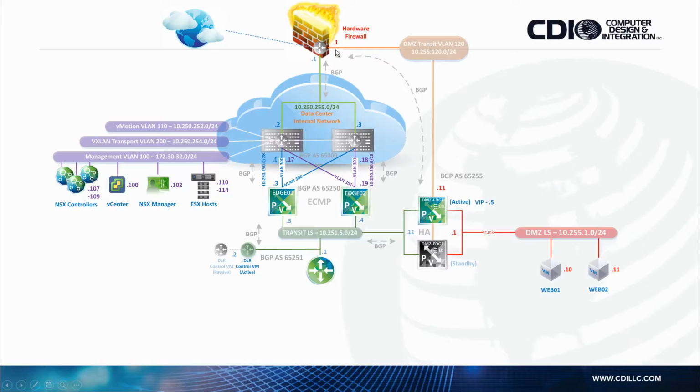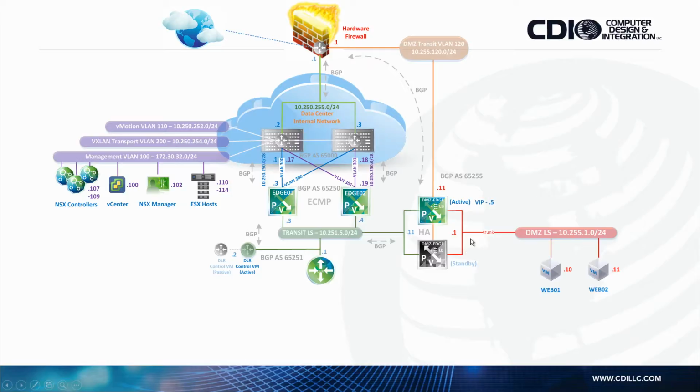So for our DMZ design, we configured a trunk interface so that we don't need to configure any DLR or DLR control VMs, where the VXLAN logical switch is basically off of a sub-interface off of the DMZ edge gateway. So our web server virtual machines connect to this DMZ logical switch, which is VXLAN backed, and the default gateway is defined as the edge gateway sub-interface.